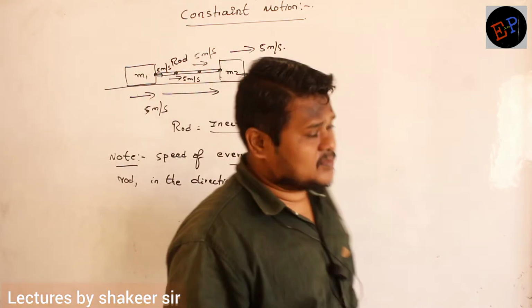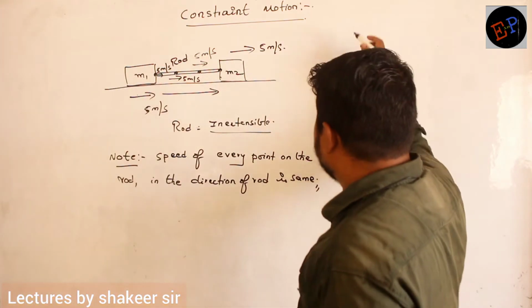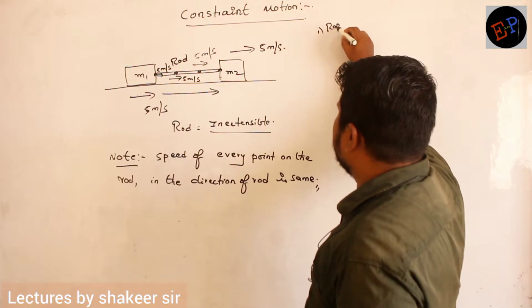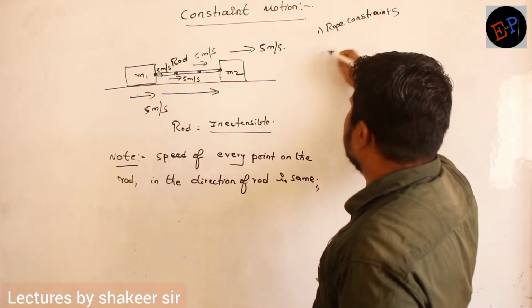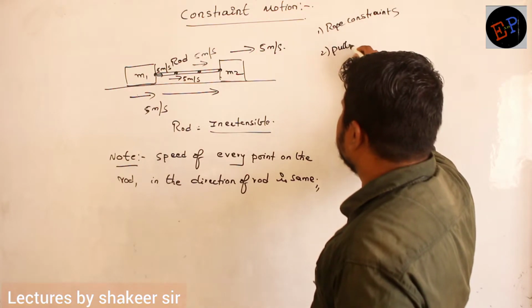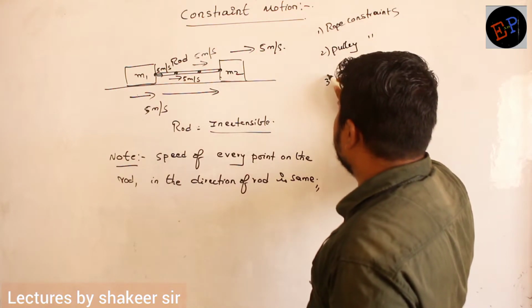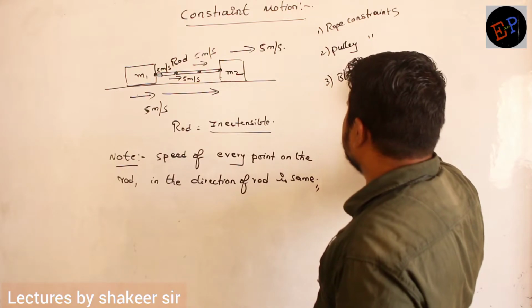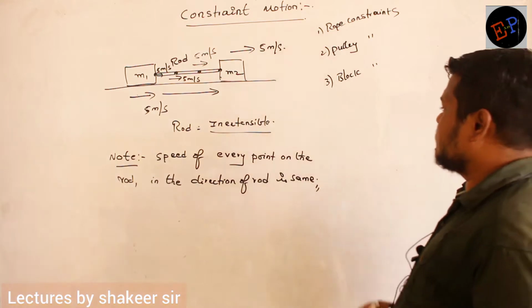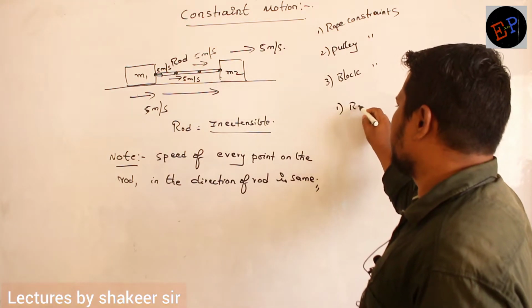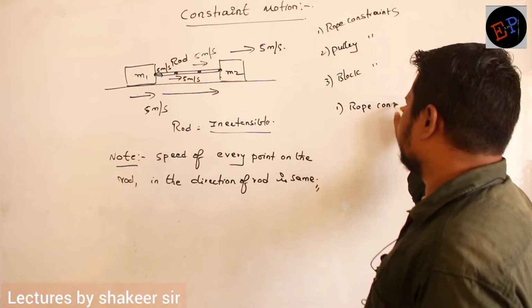So constraints, basically there are 3 types of constraints. Rope constraints, clear. Second one is pulley constraints, and the third one is called as block constraints. 3 types of constraints are there. So first one which we are discussing is rope constraints.